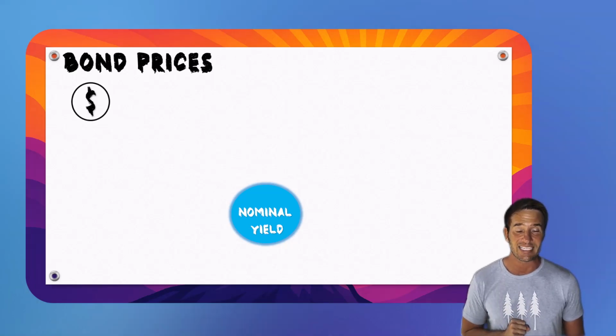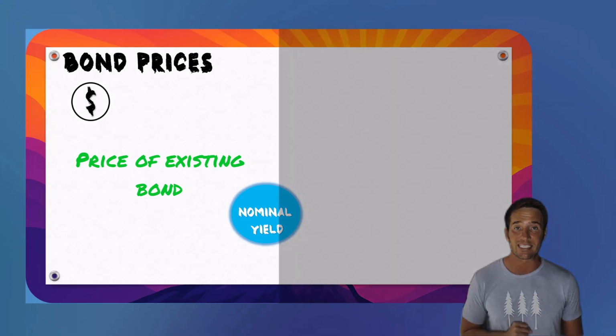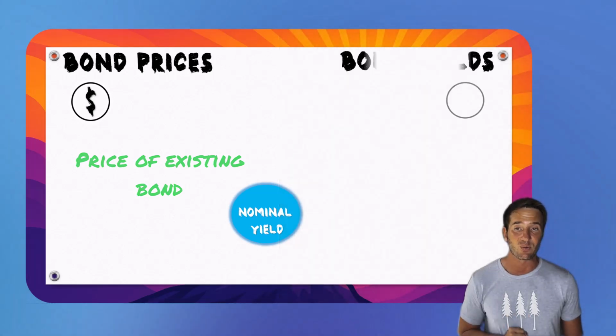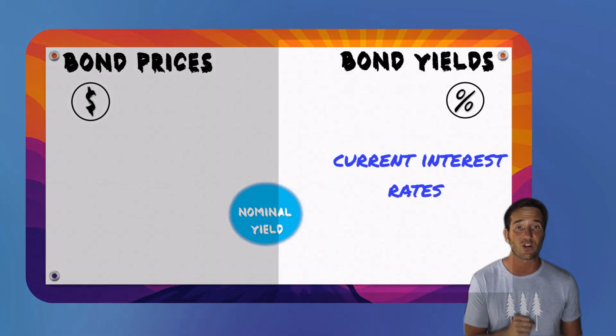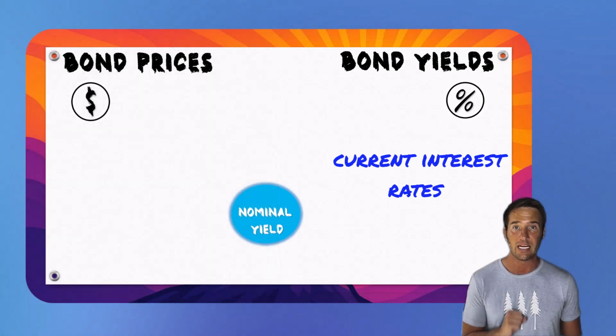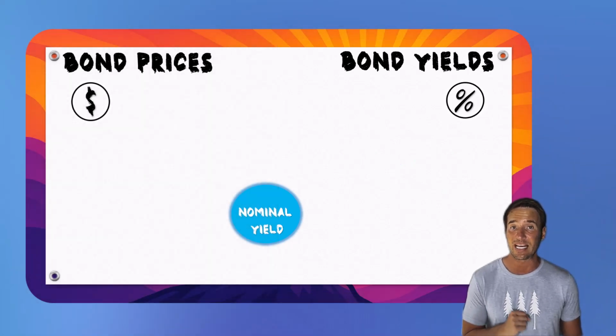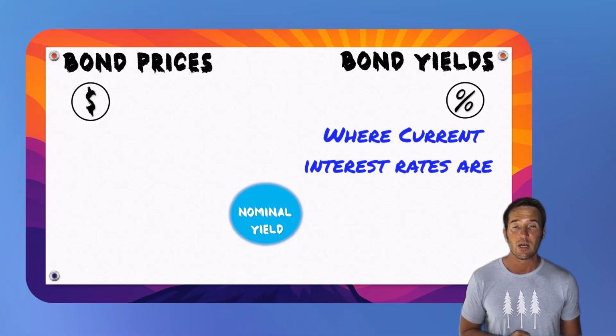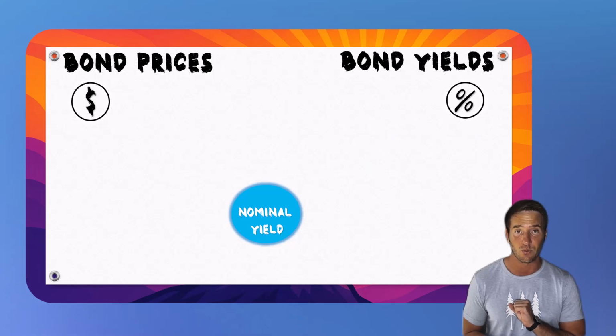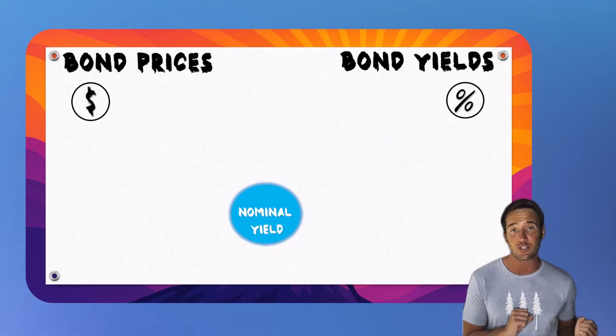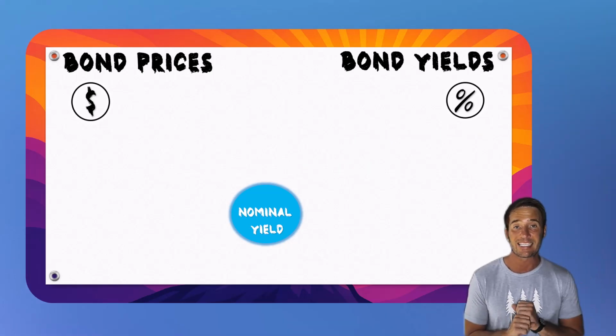Now, the left-hand side of the seesaw is going to represent the price of that existing bond. And the right-hand side is going to represent where current interest rates are. Okay. So that represents the bond yields, and we'll talk about the different yields, but I want you to interpret the right-hand side as that's where current interest rates go. Because remember, this bond is issued with a fixed interest rate, that tattoo. But throughout the life of the bond, interest rates are going to rise and fall, and that's going to cause the price to increase or decrease.